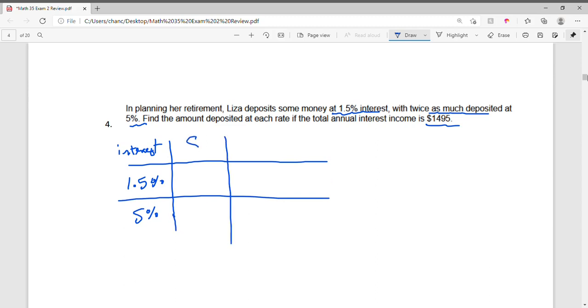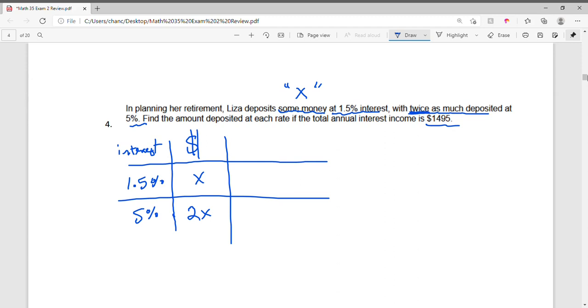What about the amount of money we deposited at 1.5%? We don't know. It says some money. Let's call it x amount of money. And twice as much as that in the second account. That means 2x.